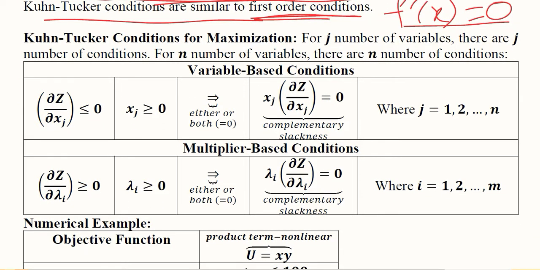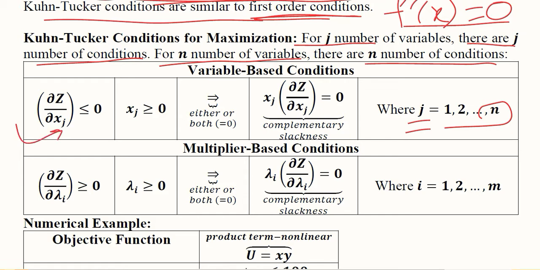These are in general terms. Let us assume that we have j number of variables and there will be j number of conditions for that. So the number of conditions that we will use will be equal to the number of variables. For example, if j starts from 1 and goes to n, and if we have n variables, then we will have n number of conditions. Now let's focus on the general form of these conditions. There are two sets of the conditions. One is the variable based, the other is the multiplier based set of conditions.